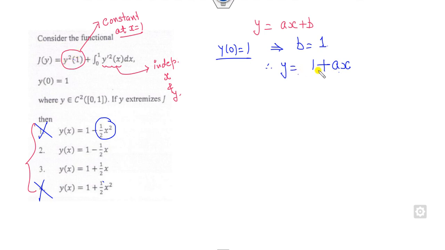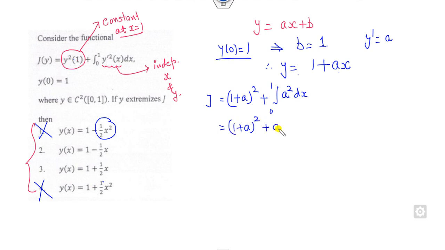What is the y of 1? 1 plus a. So it is 1 plus a square plus integration. What is the derivative of this? It is a, so it is a square of this. So what is the answer of this? 1 plus a square plus a square.